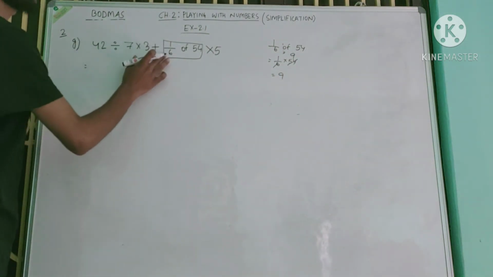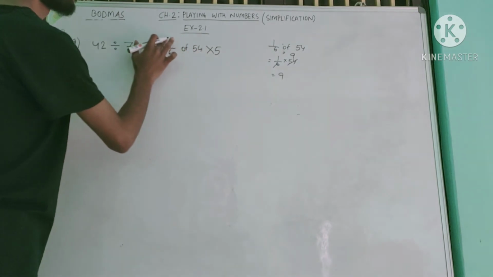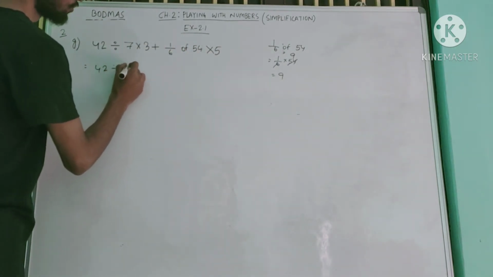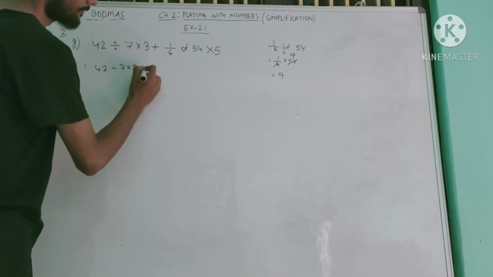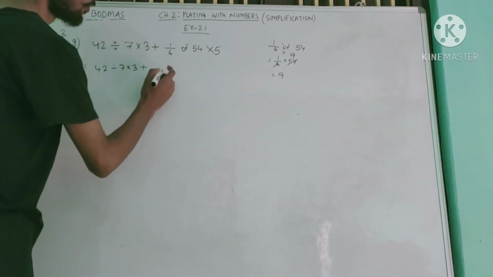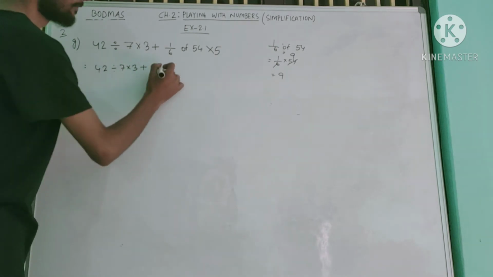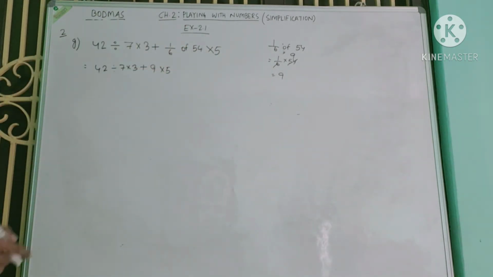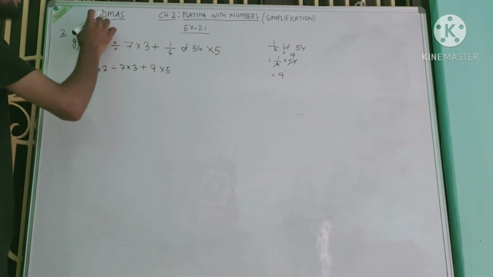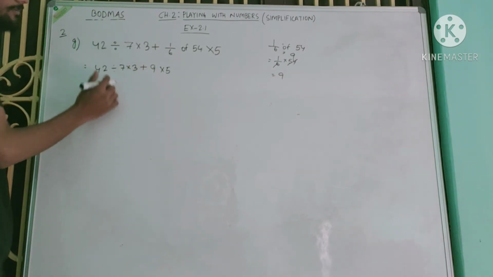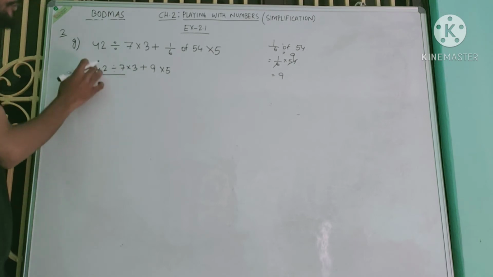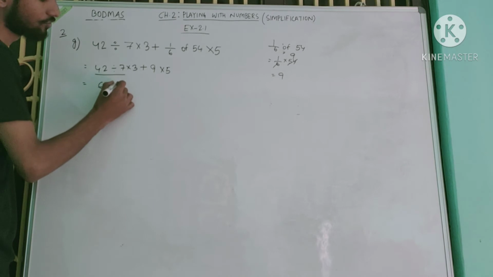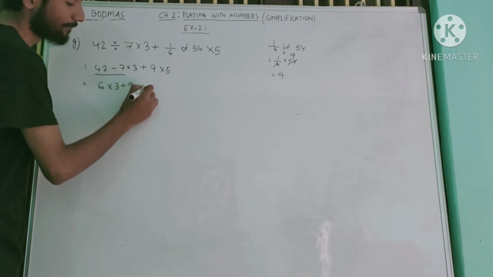Which means we can write 42 divided by 7 into 3, then plus, at the place of this portion will be put as 9, then multiply with 5, because multiply with 5 is the remaining portion. Now after the "of", there is division. So 42 divided by 7 is 6 into 3 plus 9 into 5.